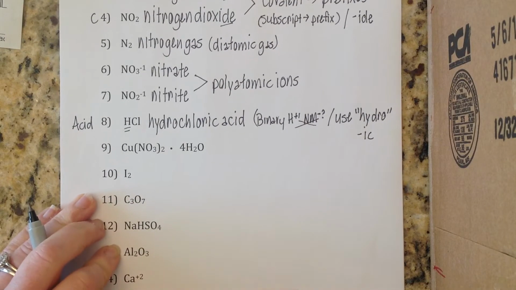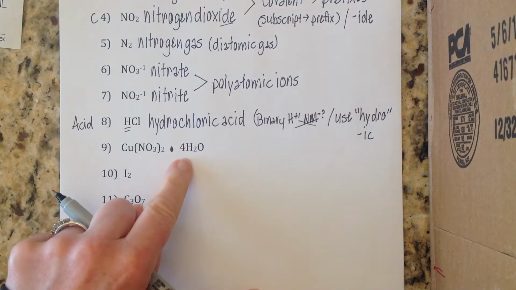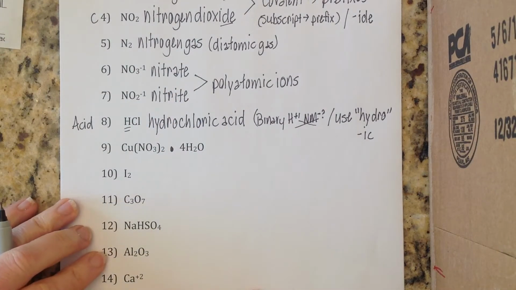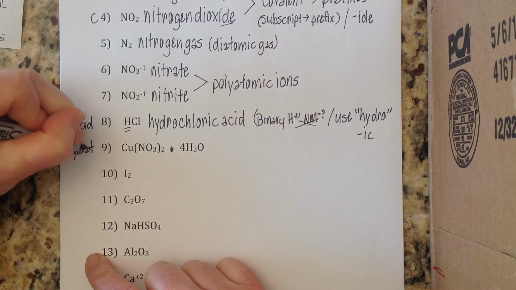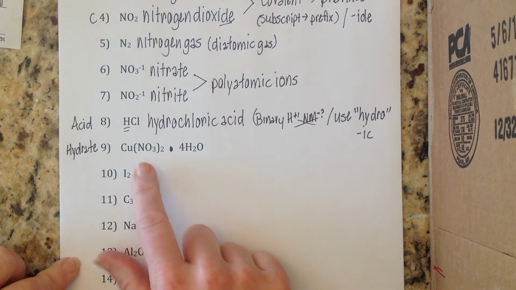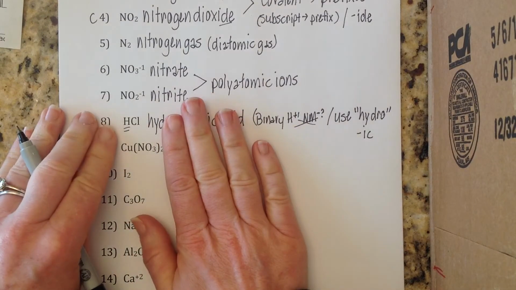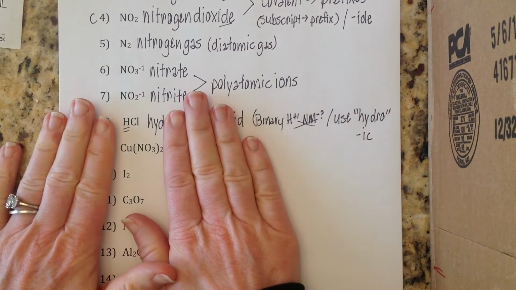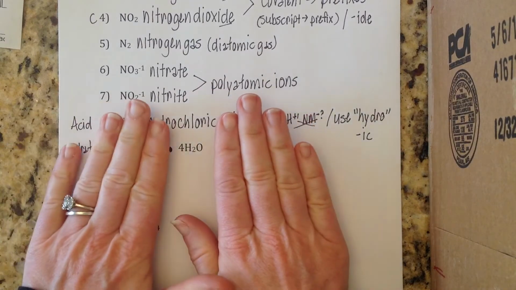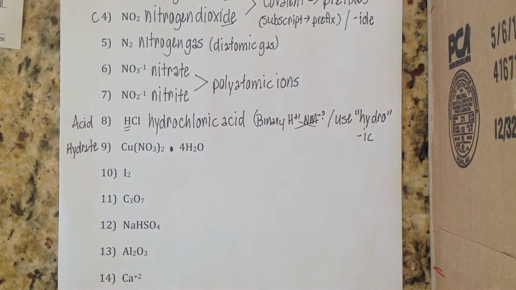Now, number 9, 2 things catch my attention. This fat dot and the fact that I have some waters hanging onto this molecule. So this is a hydrate. And on top of that, the ionic part of the hydrate also has a transition metal in it. That means I'm going to have to use Roman numerals when I name the ionic part. So when we name a hydrate, we name the ionic part, which is your salt, and then we note how many water molecules are loosely attached to that molecule.